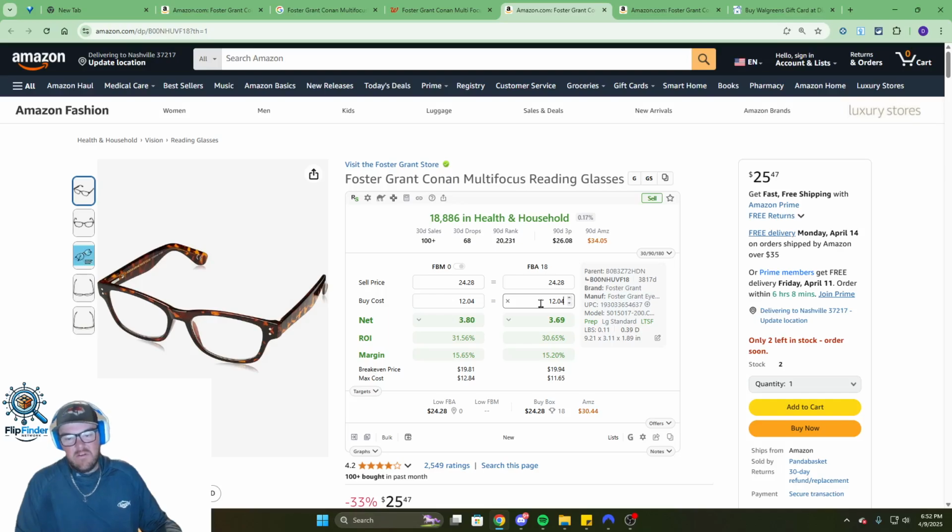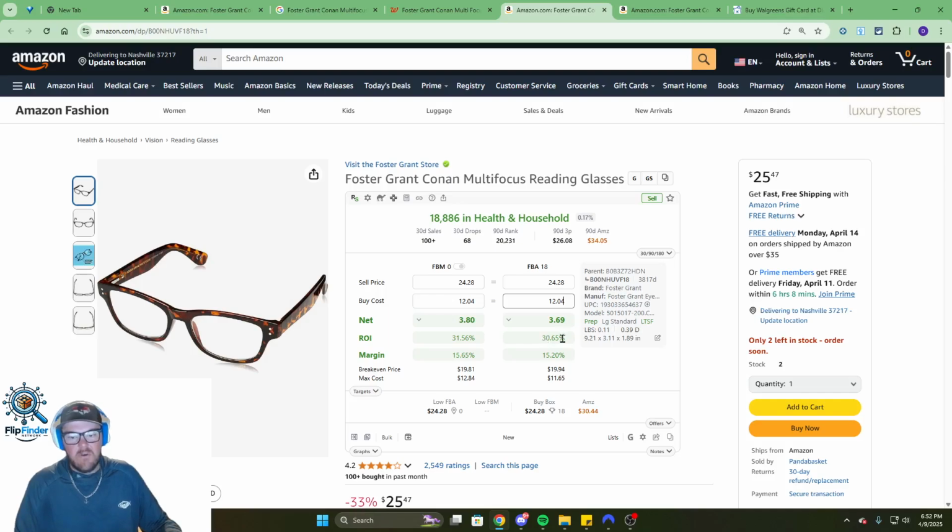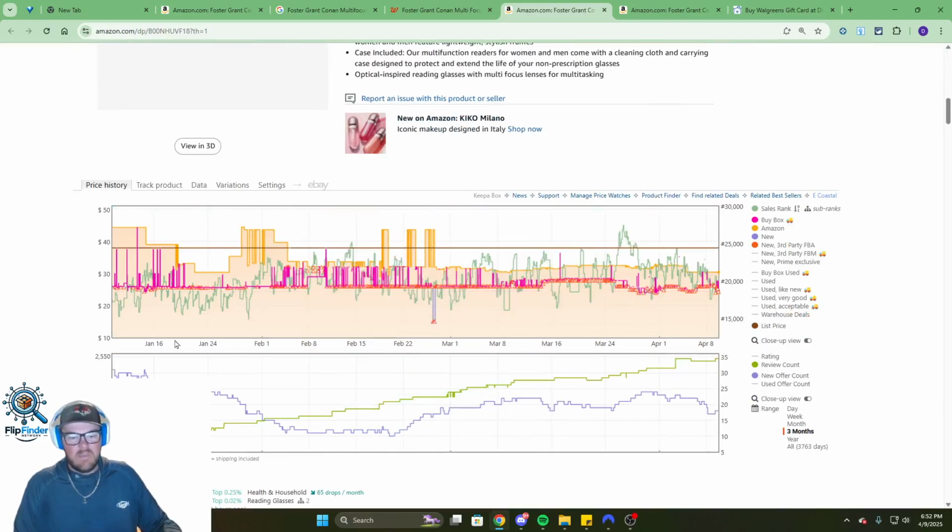Now we're at $12.04. We're making 3.69 and 30% ROI, and actually our buy box is a touch higher than Rev Sellers got it. So now we're making almost $5, 40%. So really solid lead there. Really happy. Keep a chart. You'll see Amazon is on this.